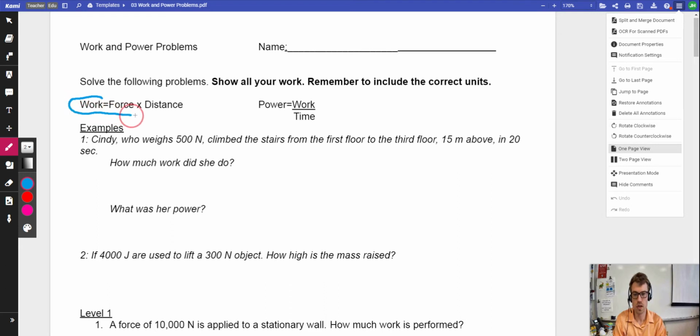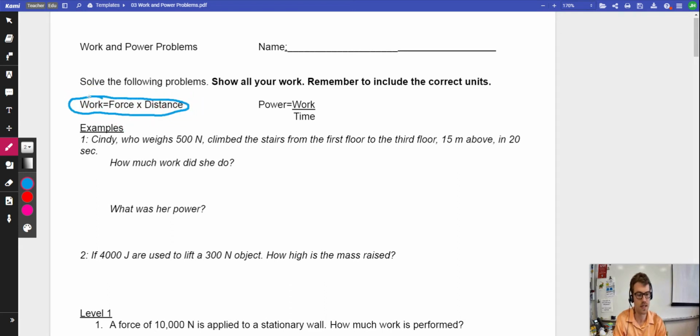Equation number one is work is equal to force times distance. And let's remember that work is always going to be measured in joules. So that is capital J. And then for our second equation, we have power is equal to work divided by time. And remember that our unit for power is the watt. Now, that is slightly confusing because it's a capital W. So you just have to remember that work is measured in joules, capital J. Power is measured in watts, capital W.